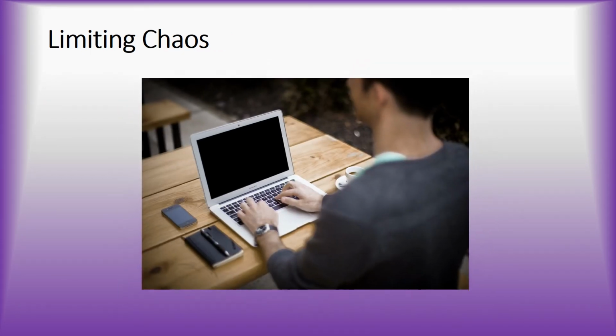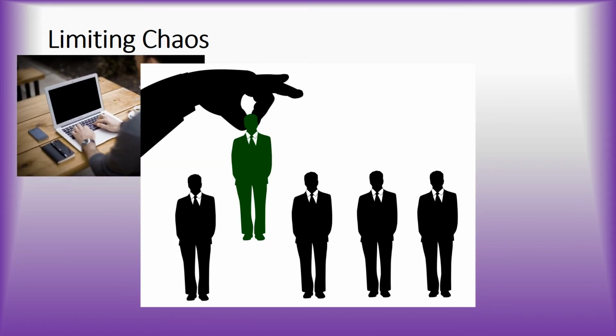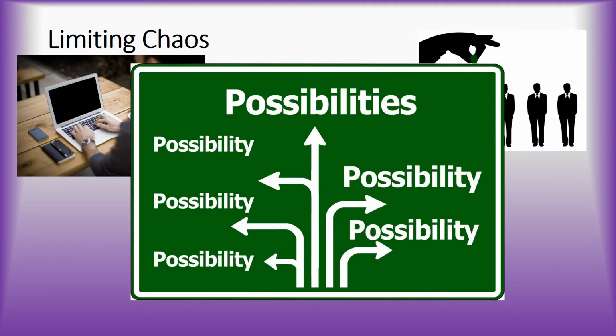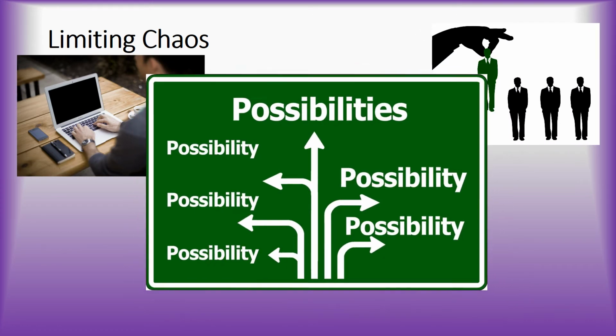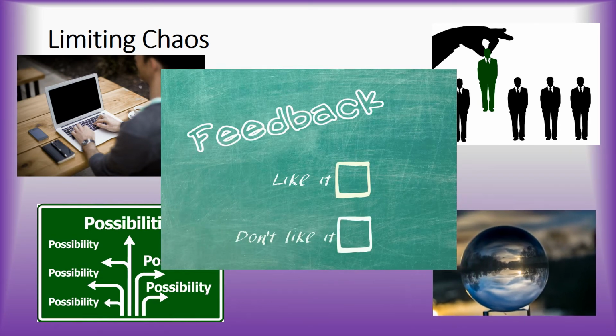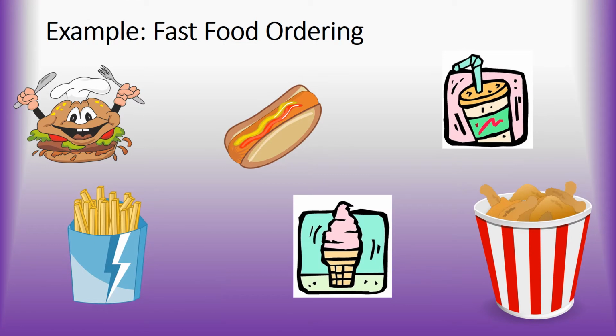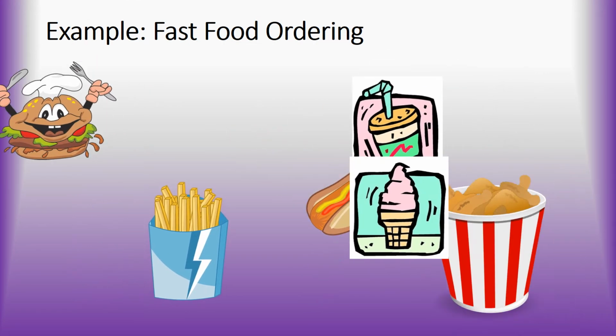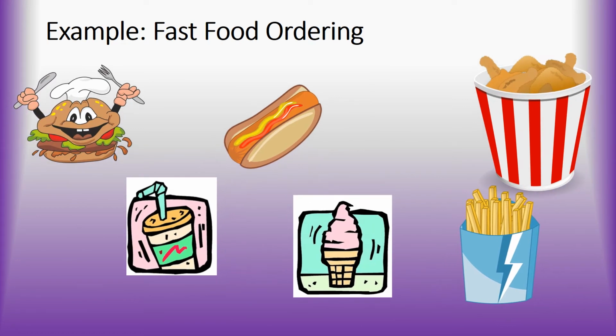Kanban limits the chaos in a process by limiting the amount of work in progress, allowing easy reallocation of resources, establishing flexible rules for prioritization of work, making the process transparent to workers, and addressing change immediately to limit wasted work. We're going to use Kanban to track the well-understood process of delivering fast food to illustrate how Kanban works.